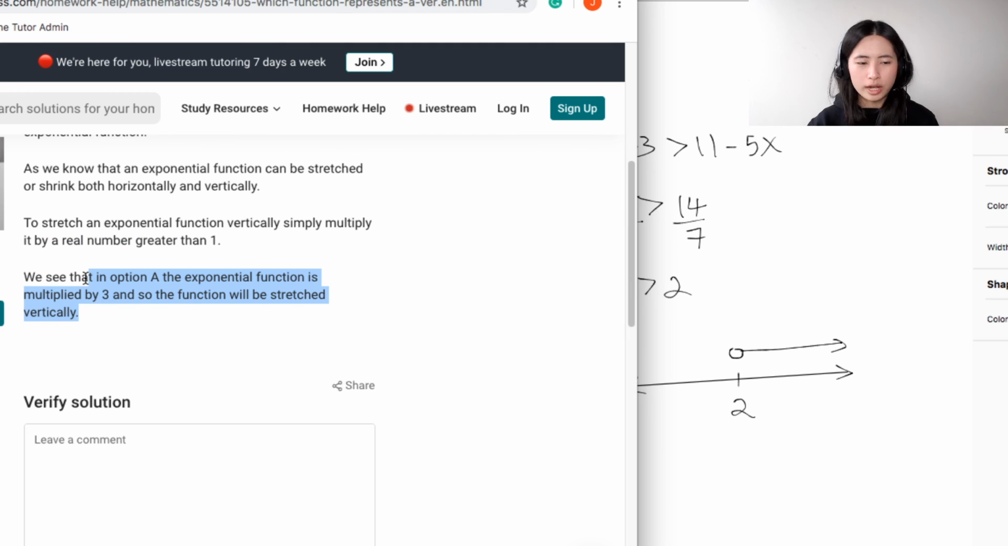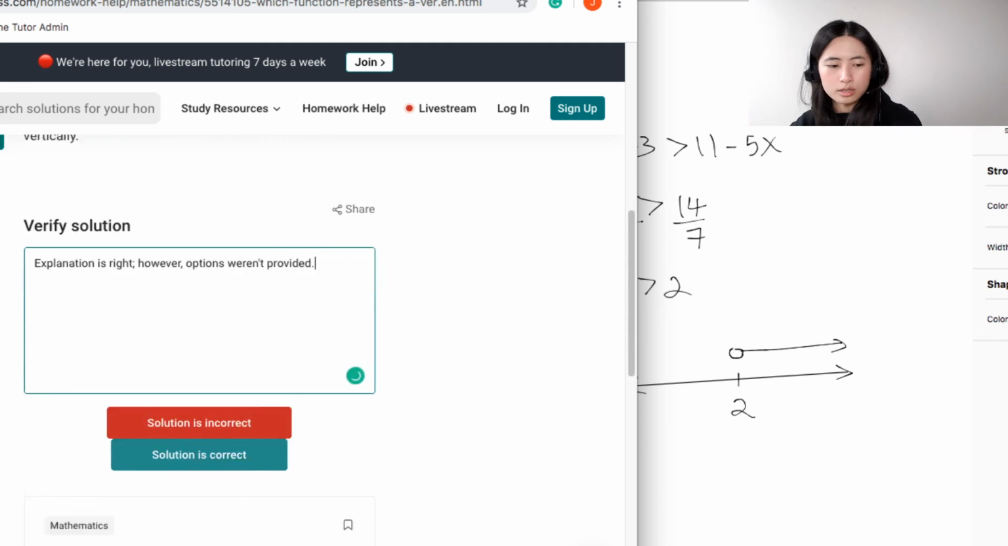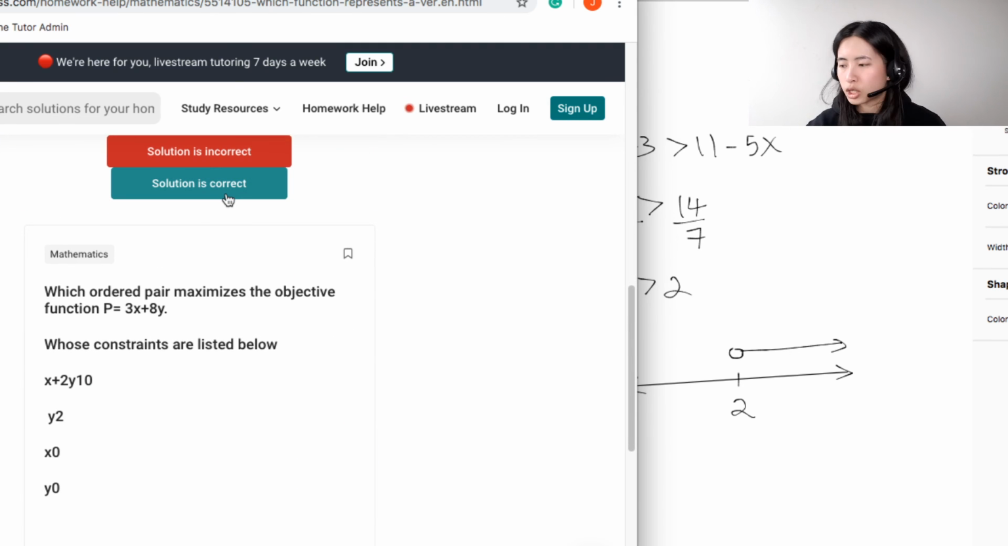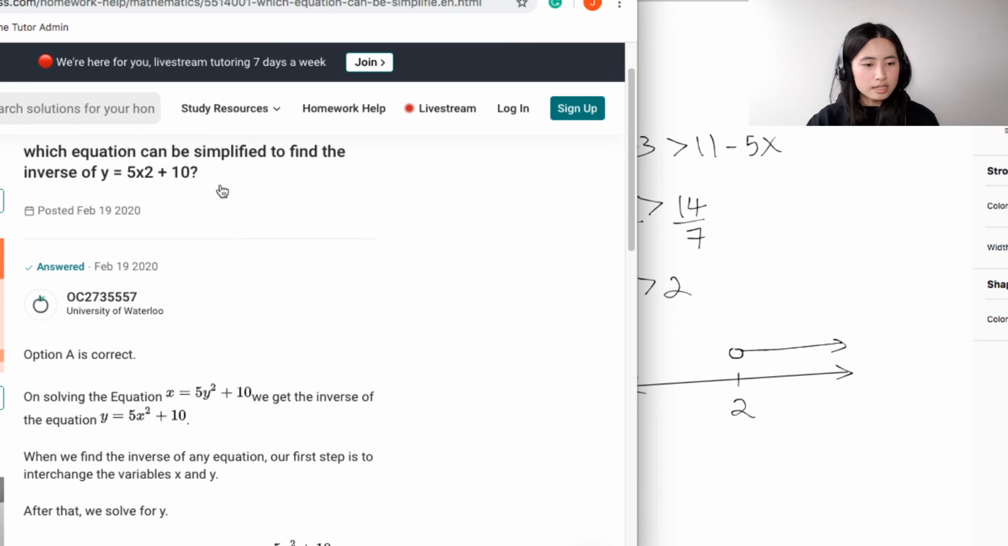Okay, yeah, so this is right. But I would say the explanation is right, however, options weren't provided. Okay, great. So I'm just going to say the solution is correct since their explanation was right.